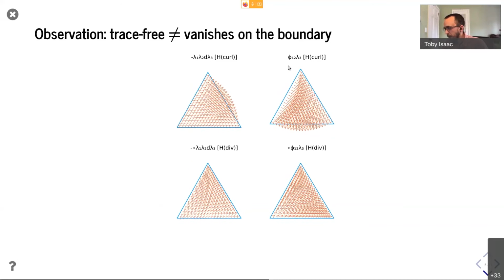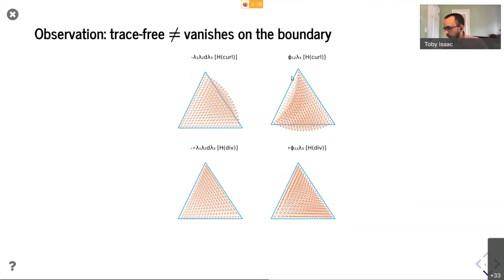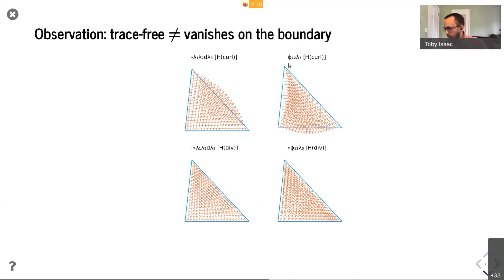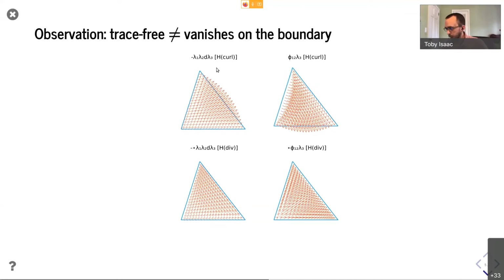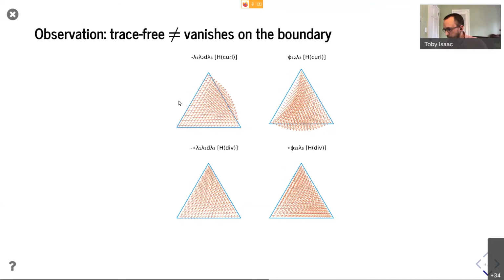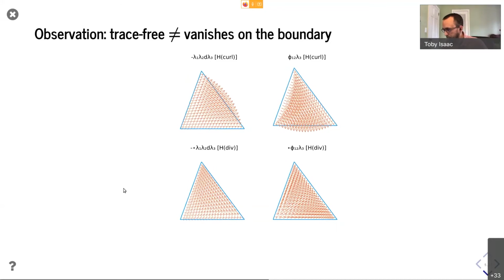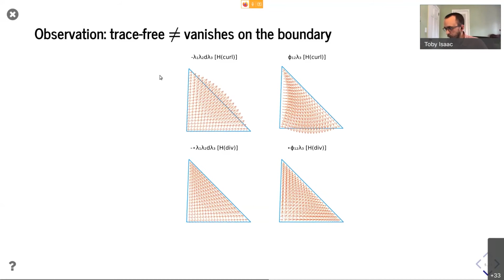You can do the same thing with Whitney forms. So here's a product of a Whitney form, phi 1, 2 with lambda 3. That's another trace-free function. And that's their HDiv encodings. And here are those H-curl encodings. And below we have the HDiv encodings.